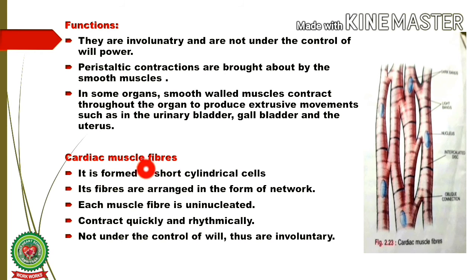These muscle fibers are found in the walls of heart only, hence their name. Their structure is in between the striped and unstriped muscle fibers. They show light and dark bands in their myofibrils. It is formed of short cylindrical cells. Its fibers are arranged in the form of network. They are uninucleated. Word uninucleated means having single nucleus. They contract quickly and rhythmically and are not under the control of will, thus are involuntary.